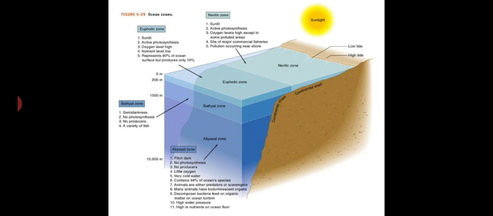Now, the marine ecosystem. Over 70% of the Earth's surface is covered with oceans. The marine ecosystem consists of four ecologically distinct zones, just like lakes. These zones are Neritic, Euphotic, Bathyal, and Abyssal.